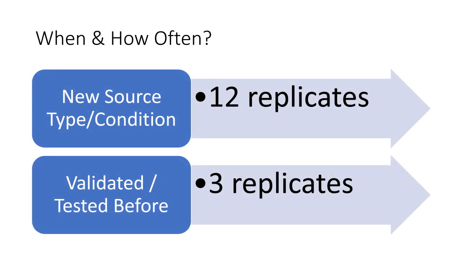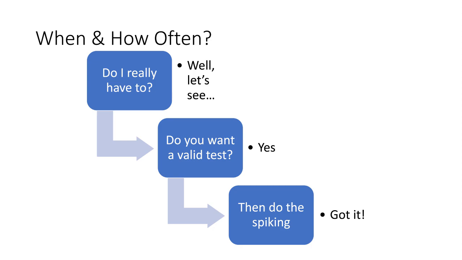When and how often do you do it? Every stack test. But you do it 12 replicates of unspiked and spiked, one time for each source type and condition. After that, you only do 3 replicates for each subsequent stack test.